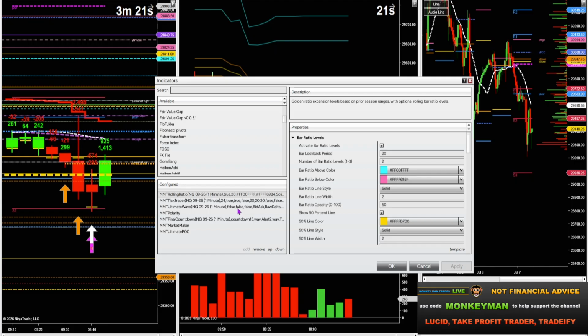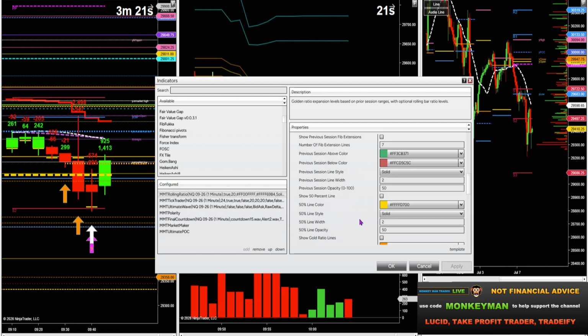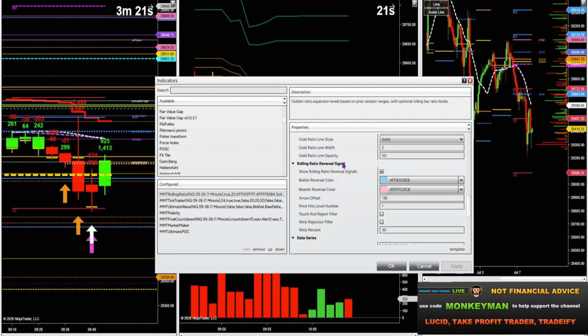So let me show you the settings here for the 1-minute chart. I've got the new upgraded version of the rolling ratio, which is currently only $34 at the time of this video. 34 is a Fibonacci number. I've got the bar ratio levels activated, bar look back period of 20. I'm not using the previous session Fibonacci extension lines. I do have the rolling ratio reversal signals activated.